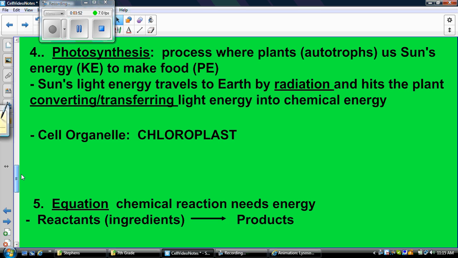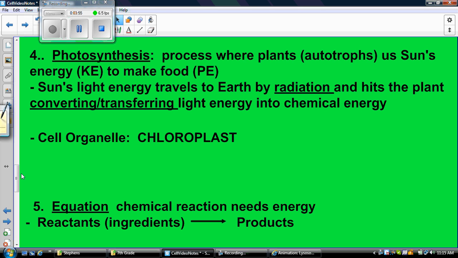Let's talk about photosynthesis. Photosynthesis is a process where plants, who are autotrophs, use the sun's energy, which is kinetic energy, to make food, which is going to be the potential energy, that chemical stored energy. Remember from last year, the sun's light energy travels to Earth by radiation and hits the plant, transferring that light energy into chemical energy.